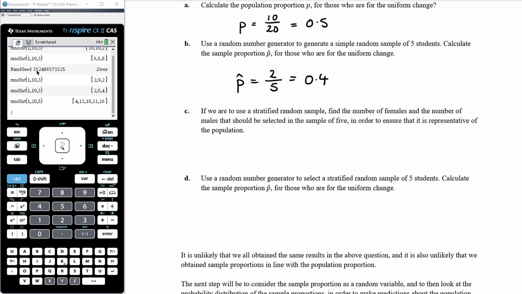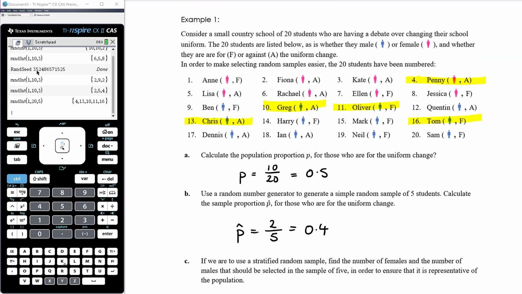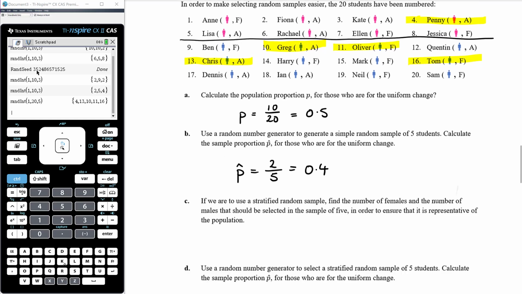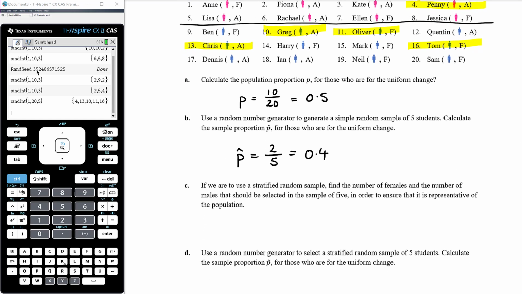Part C, if we were to use a stratified random sample, find the number of females and the number of males that should be selected in the sample of 5 in order to ensure that it is representative of the population. Okay, so we can see here, because the sample's been set up so that it's grouped nicely, we've got 8 females and therefore 12 males in our sample. So that means that we need the proportion of males. So males make up 12 out of 20 of the population, and so then as a sample of 5, that needs to be 3 out of our 5 are going to be males, and then females.